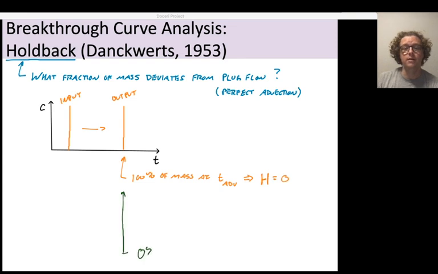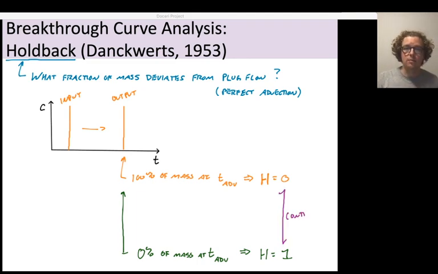So if 100% of the mass moves through the system, just like it's on a conveyor belt, it doesn't spread, it doesn't get delayed, all it does is simply move, then 100% of it moved, so 0% of it was held back, and you would have a holdback value of 0. In contrast, the other extreme would be the mass never makes it to the outlet of the system. In other words, all of the mass takes longer than that plug flow time, and the holdback would be 1. 100% of the mass was held back more than you would expect from a plug flow system.